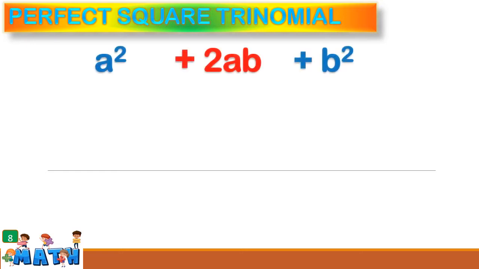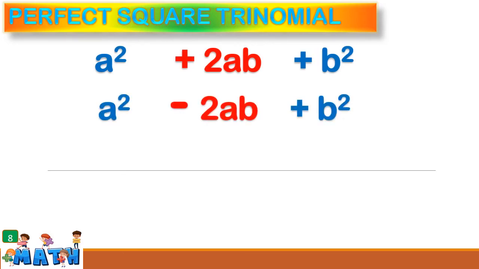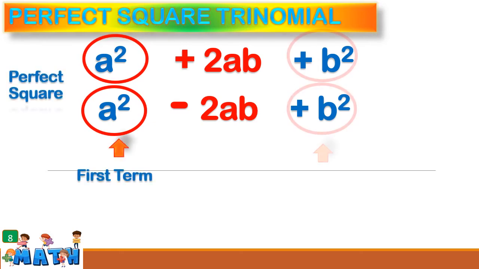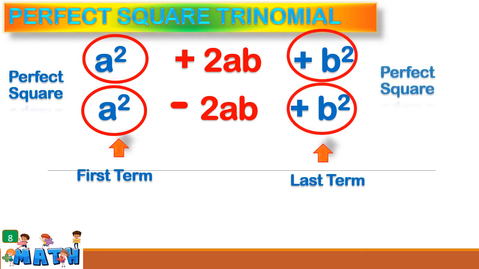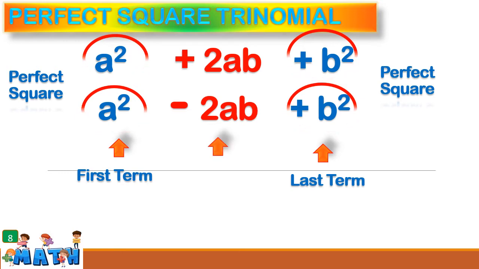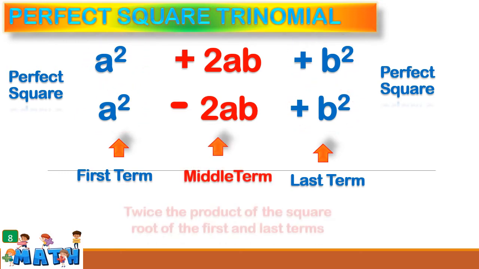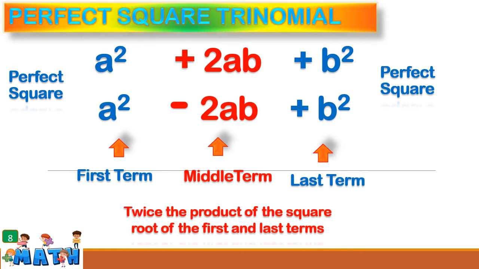So how do we easily identify a perfect square trinomial? The perfect square trinomial comes in two forms. So we have a squared plus 2ab plus b squared and a squared minus 2ab plus b squared. The first term, which is a squared, is a perfect square, and the last term, which is b squared, is also a perfect square. So the first and last terms are perfect squares and they are always positive. And the middle term is always twice the product of the first and last terms.